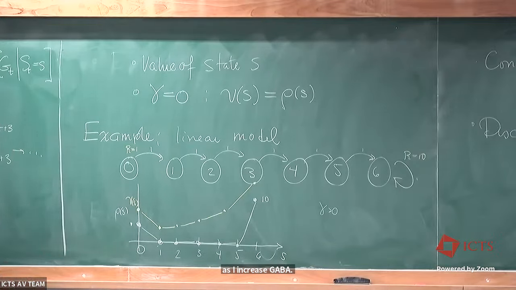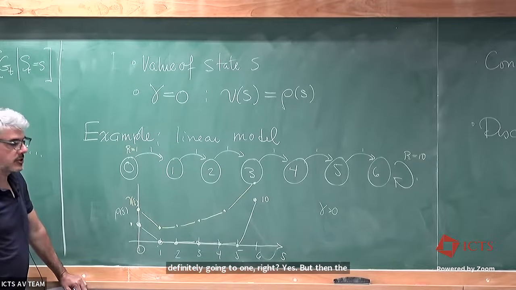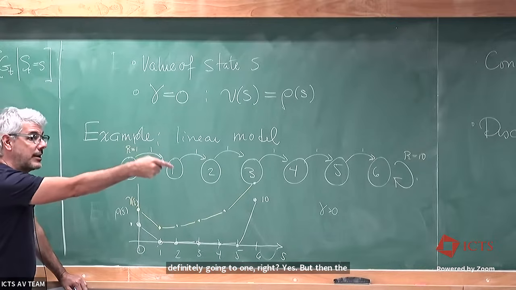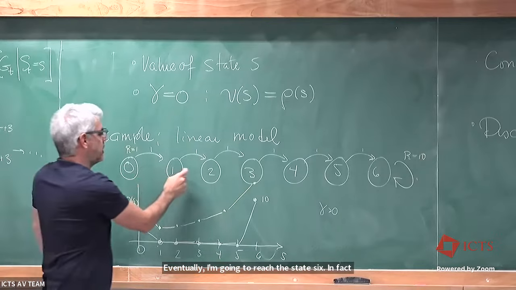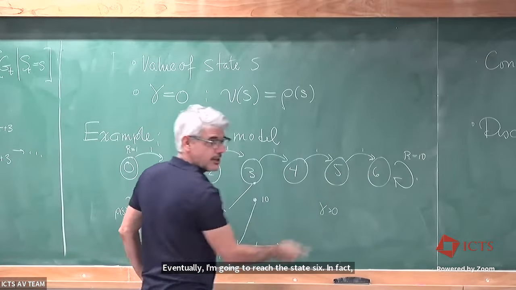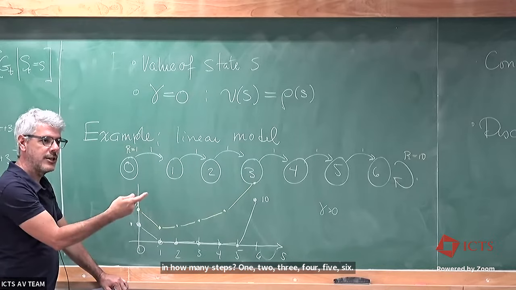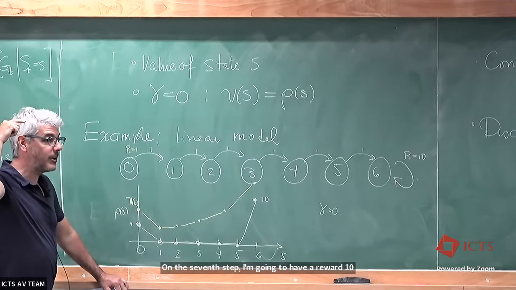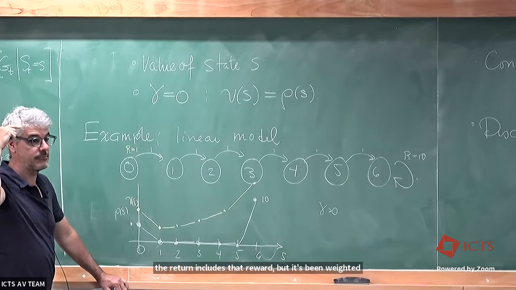If it starts from 0 in the first step, it's definitely going to 1, right? Yes. But then after that, there's no reward, but eventually I'm going to reach the state 6. In fact, in how many steps? 1, 2, 3, 4, 5, 6. On the 7th step, I'm going to have a reward 10. So the return includes that reward, but it's been weighted down by gamma to the 7. So it's just going to 1 plus gamma to the 7 times 10.